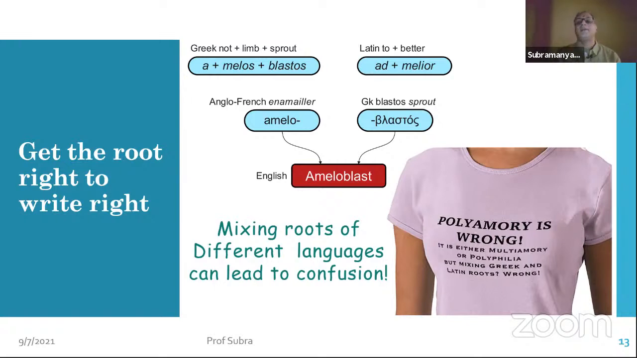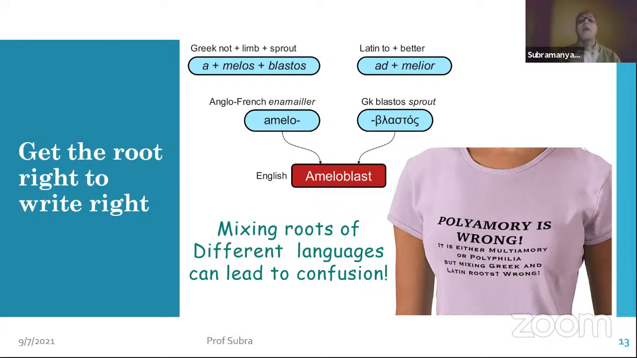The same word, if you look at Latin origin, it means ad plus melior for that amelo part. And of course, the blast is the cell part. So ad melior means making something better. But the actual meaning of ameloblast is amelo plus blastos.